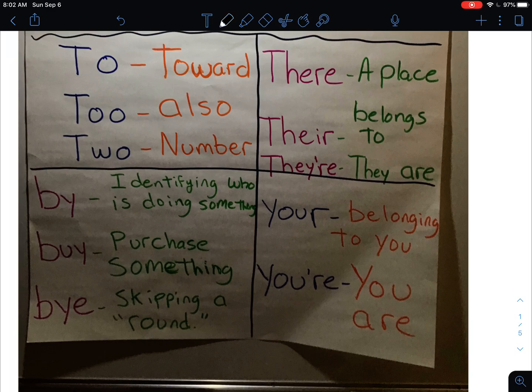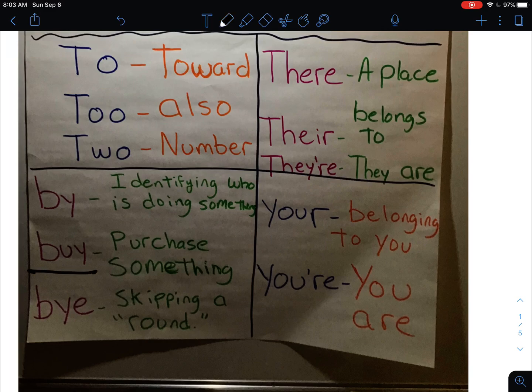All right. On to the third group of words. It's by, buy, and bye. It's just a matter of knowing the correct spelling, because these all have very different meanings. So the first by is identifying who is doing something. For instance, you could say that story was written by Mr. Simon. All right, so I'm identifying who wrote the story. Or let's see, the cake was baked by Mrs. Baker. That actually makes sense, right? Mrs. Baker baking a cake. And so that's the first by.